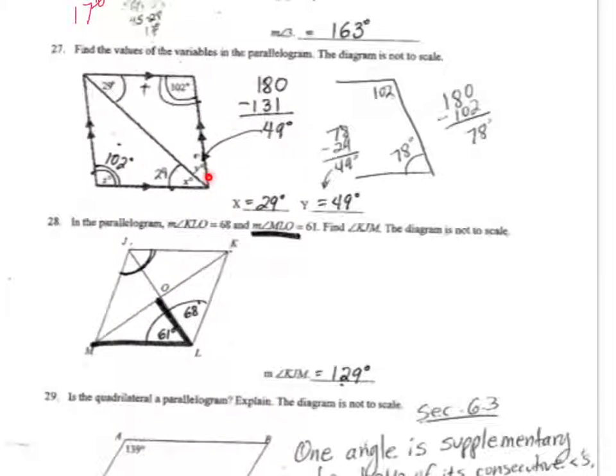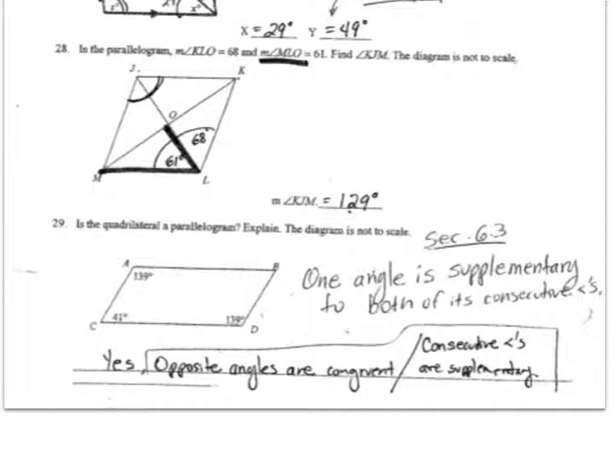That's right. Now number 28, it says find the measurement of angle KJM. KJM is opposite to angle L. And they're saying angle KLO is 68. Angle MLO is 61. So then just add them up, right? So you add 61 plus 68, 129. And that is the measurement of the opposite angle, which is this one also, because they're congruent.